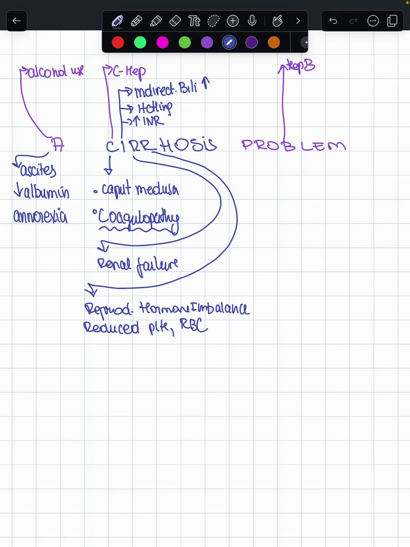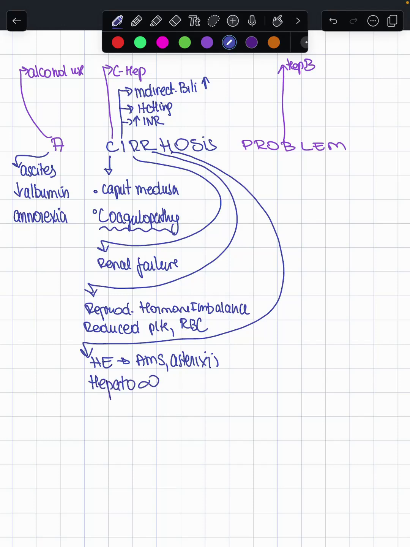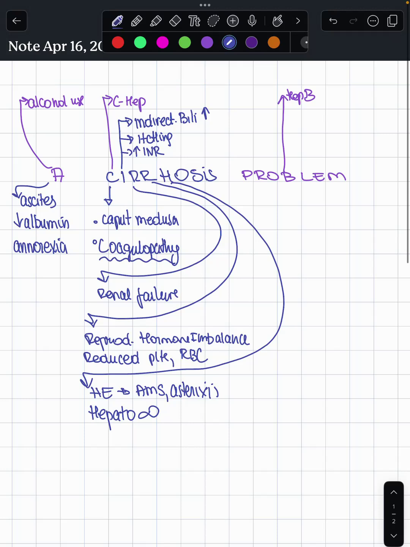Okay, so letter H, very important here because you will see hepatic encephalopathy in these patients, which will cause confusion, altered mental status, as well as asterixis. All right, now they will also present with hepatomegaly. This is just my way to shorten this. And they may also develop hepatocellular carcinoma. Very not fun. All right, O will stand for osteoporosis.